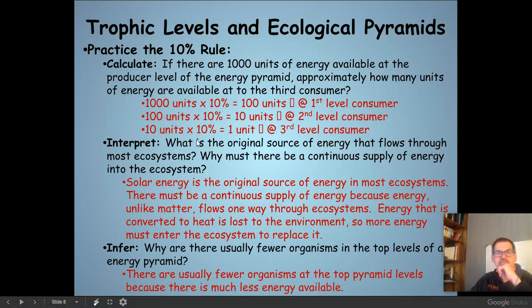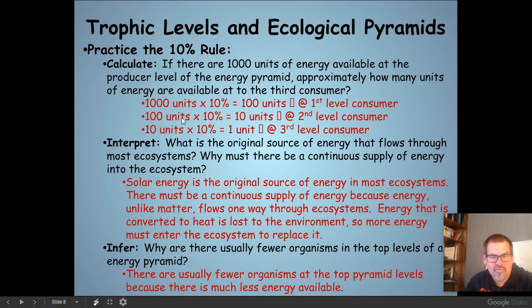Well, let's take a look at the answers. If there's 1,000 units of energy available at the producer level of the energy pyramid, approximately how many units of energy are available at the third consumer level? Right, so 1,000 units times 10% is 100 units. That's at the first consumer level. 100 units times 10% is 10 units. That's at the second consumer level. 10 units times 10% is 1 unit, so that's the third consumer level.